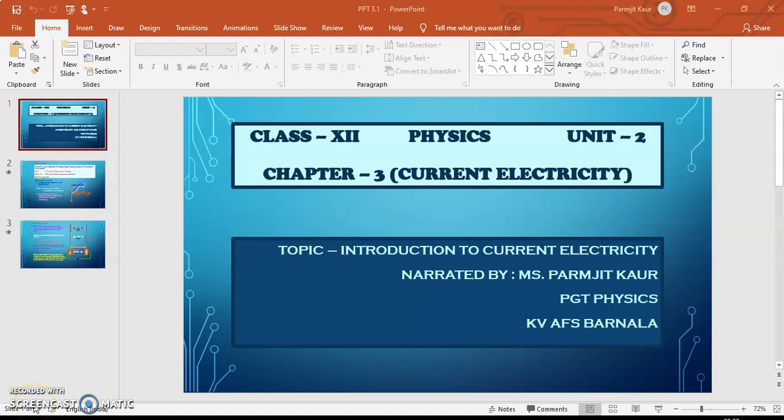Good morning, students. Today we are going to start with Unit 2 Current Electricity. Before that, we have already finished with Unit 1 Electrostatics, where we discussed the behavior of charges at rest. And today we are going to start with that part of physics where we discuss charges in motion.